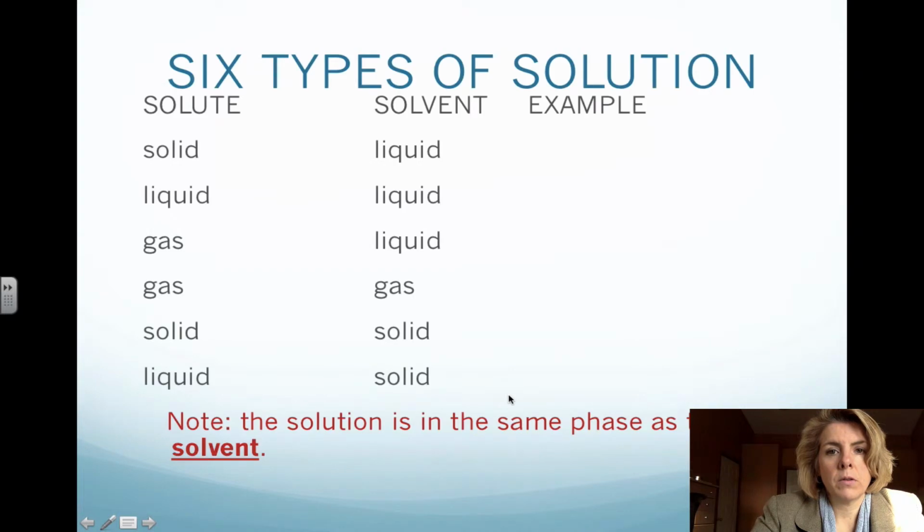Let me ask you if you can think of examples of liquid solutions where there's a solid, liquid with liquid, gas with liquid, gas with gas, solid with solid, liquid with solid. So think in your everyday life, where do you have these types of solutions? The first one is easy. We just did that with sugar water or salt water. Liquid with liquid. You might have a liquid solution where there's a liquid solute in a liquid solvent. I'll give you a moment to think about that.